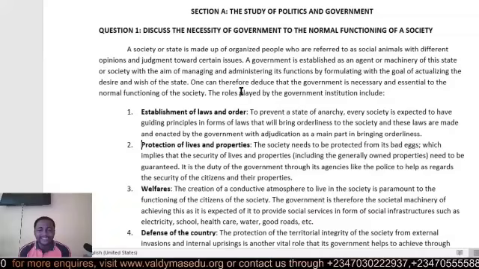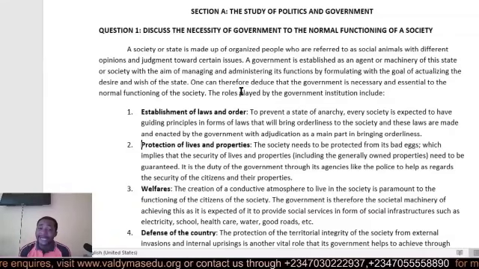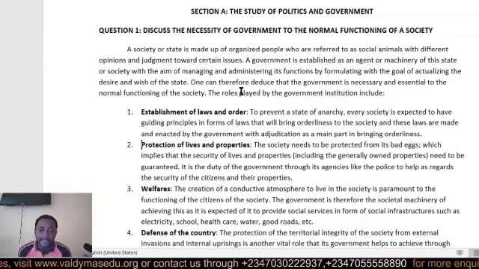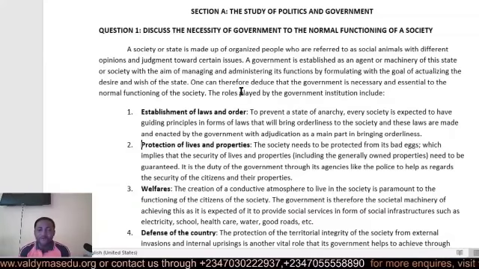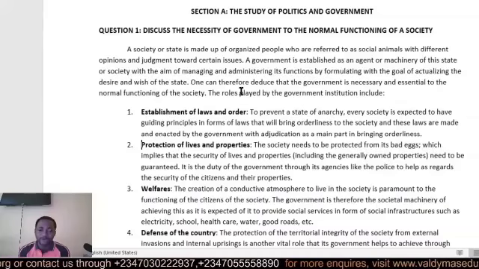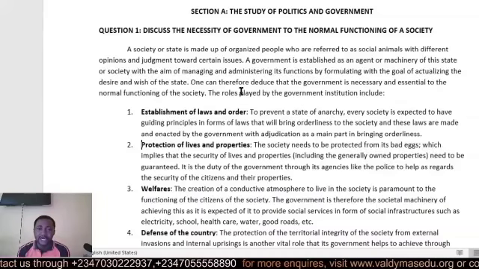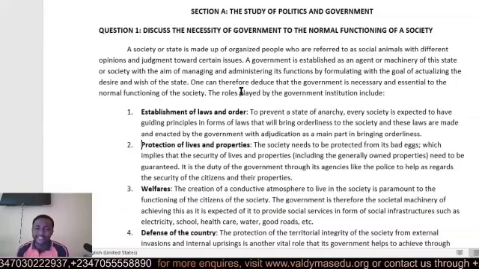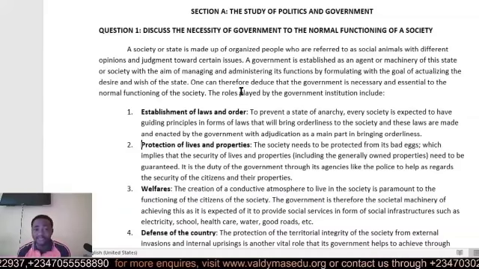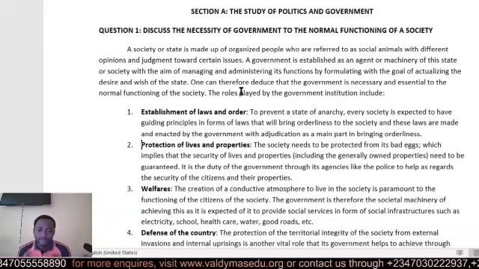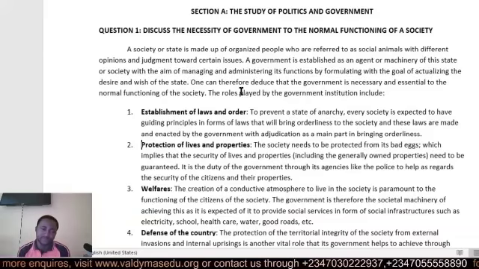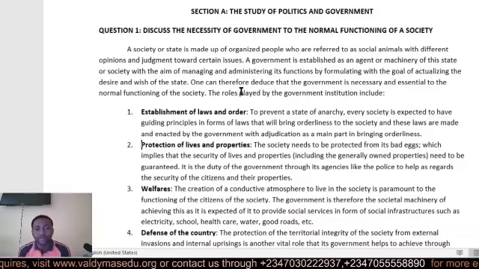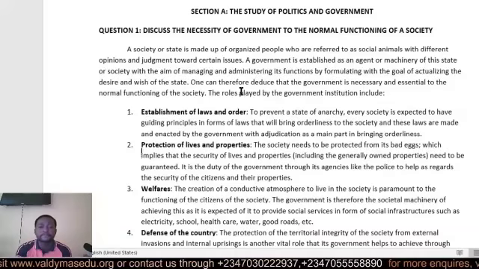The society needs to be protected because there are bad eggs in the society, and therefore this becomes a major function of the government. That is why the government establishes law enforcement agencies, for instance the police, because the government sees it as a responsibility to protect lives and property.